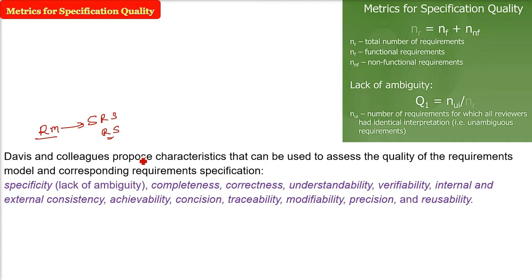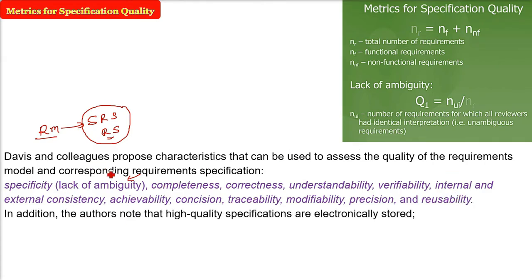For example, this SRS, what degree of all these characteristics does it have? Specificity, lack of ambiguity, whether it is complete or not, correctness, understandability, verifiability, internal and external consistency of the document, the achievability, whether we can achieve these requirements or not, concision, the traceability, the modifiability. Traceability is that when you complete the project, can you trace back? Modifiability, can you change? Precision, how accurate, precise it is. Reusability. Okay.